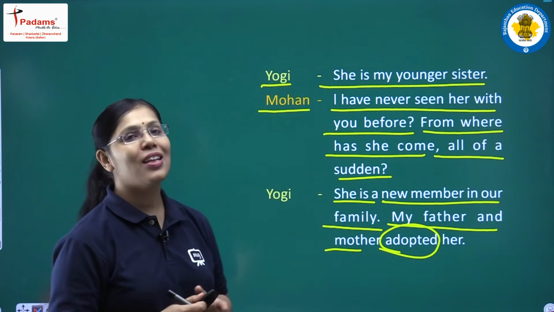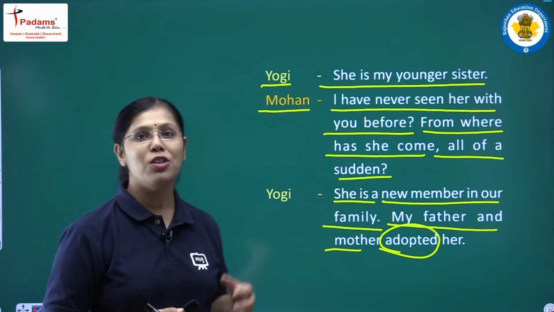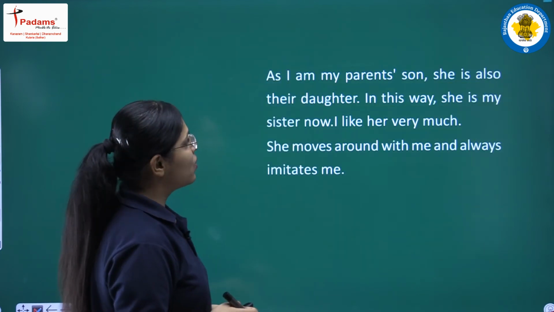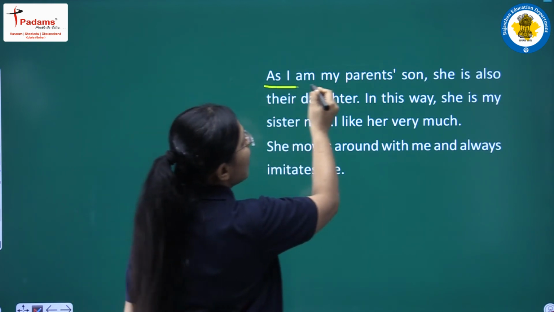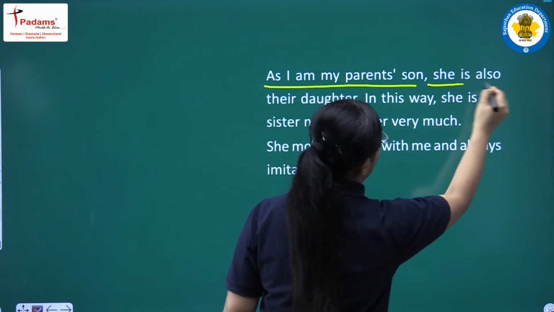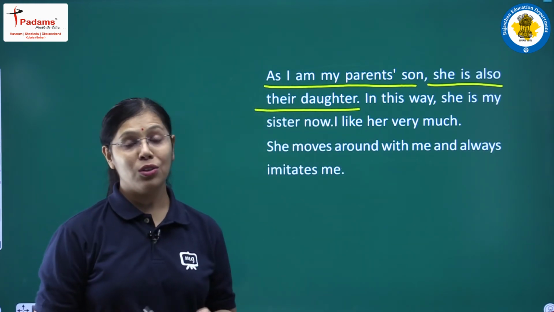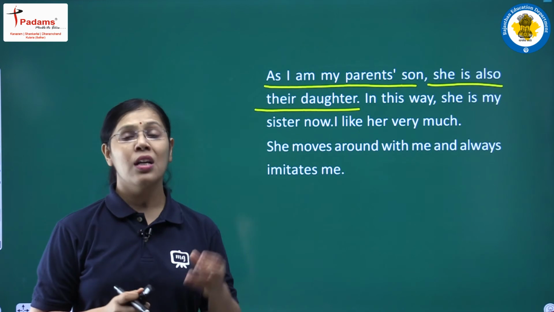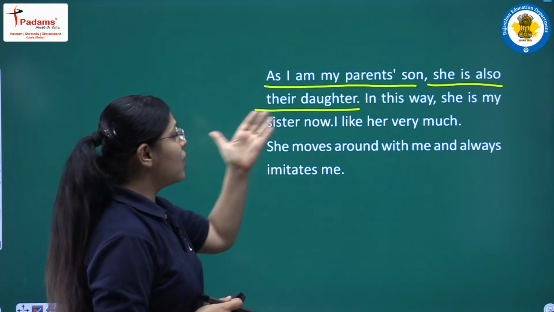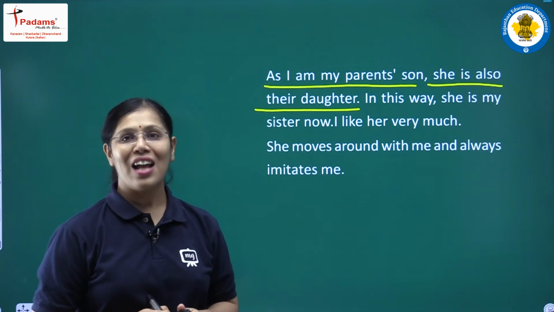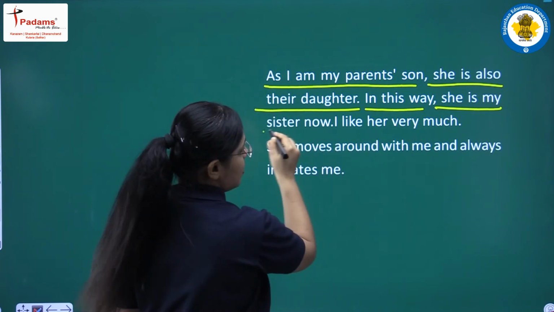So students, here you come to know about the process of adoption. So what is adoption? Let's see here. What Yogi said, as I am my parents' son, she is also their daughter. So Yogi also told his classmates that as I am the son of my parents, she is also their daughter now onwards. In this way, she is my sister now.